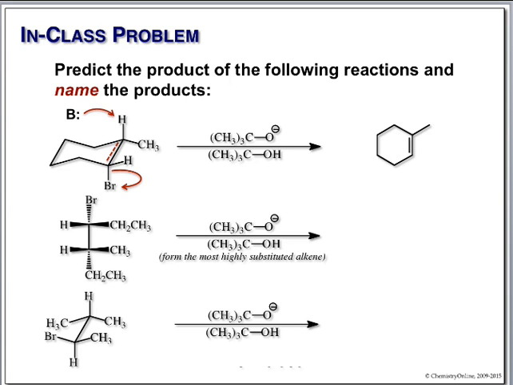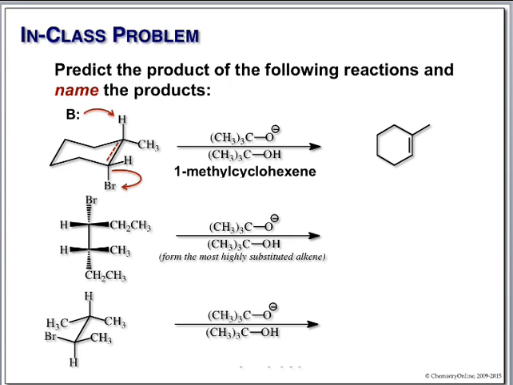Step 1, draw the sawhorse. Step 2, rotate so the hydrogen and the bromine are opposite. And step 3, do your elimination. Our sawhorse. Oh, I also said the wrong name earlier. Obviously, this is 1-methylcyclohexene. I forgot that.